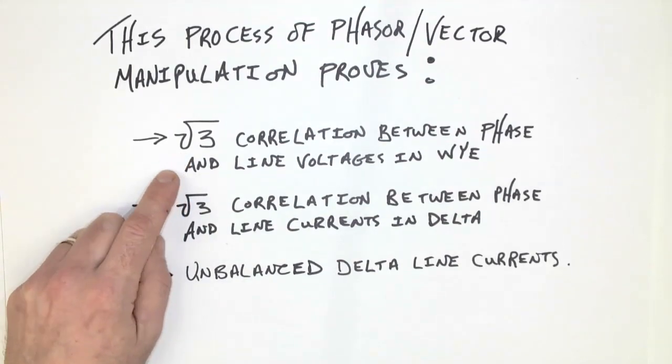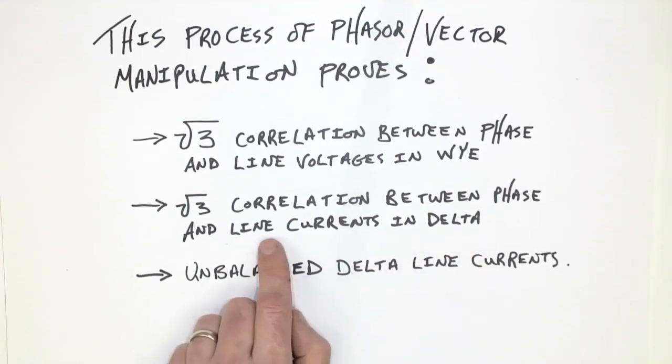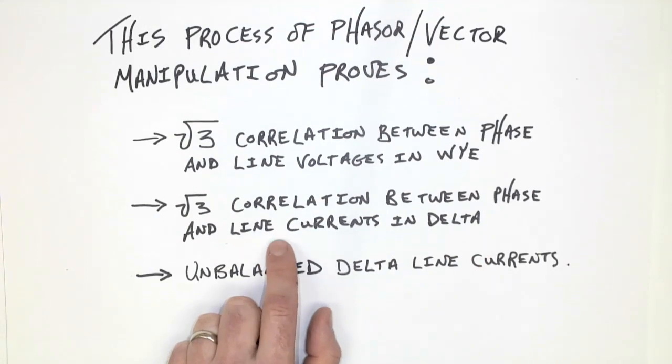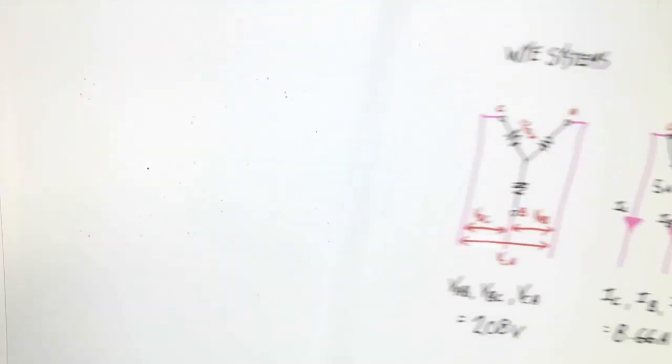It's the difference between the phase and line values, and why we even get 208 volts. The quick shortcut is to simply use root 3 as opposed to a phasor addition process. It's also used for phase and line current values in delta. And finally, it's also used for unbalanced delta line currents. These areas we don't go into typically, but it goes to prove those three fundamental processes.